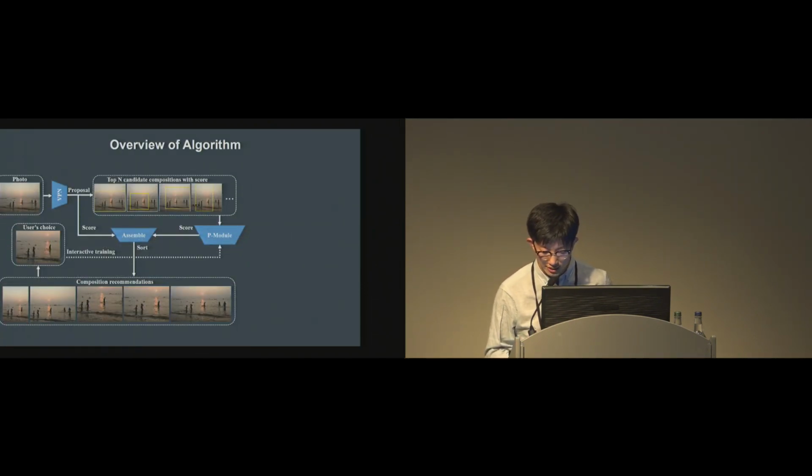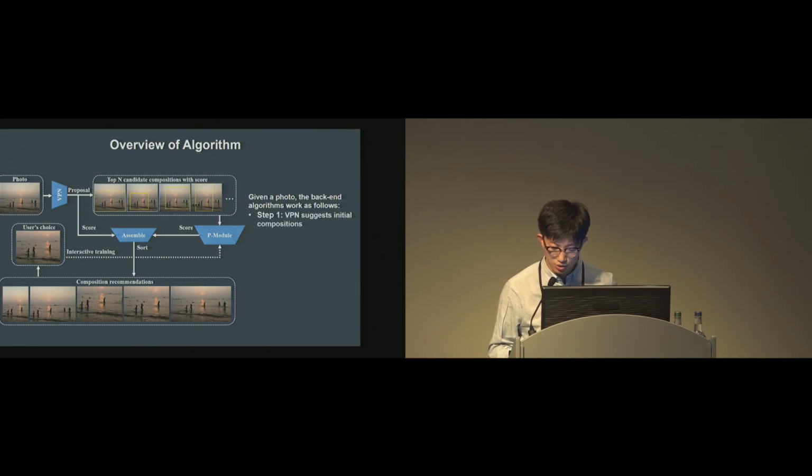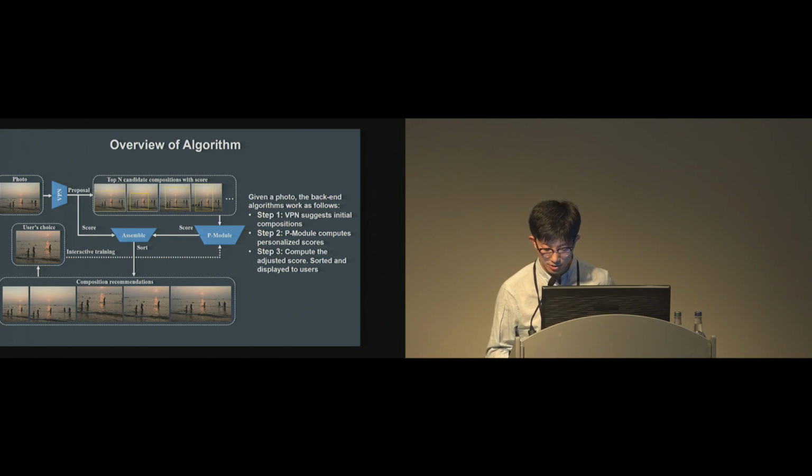The preference model contains two parts, a VPN and a P module. Given a photo, the back-end algorithm works as follows. Step 1, VPN suggests initial compositions. Step 2, the P module computes the personalized score. Step 3, it computes the adjusted score by assembling the two models; the candidates are sorted and displayed to users. Step 4, the user selects a composition from the displayed candidates. It will serve as a training sample to update the P module.